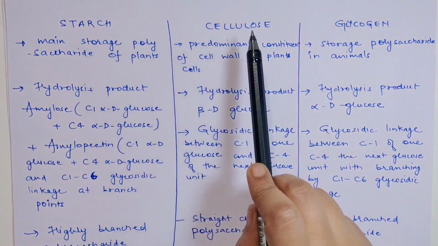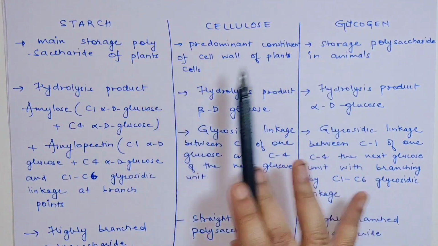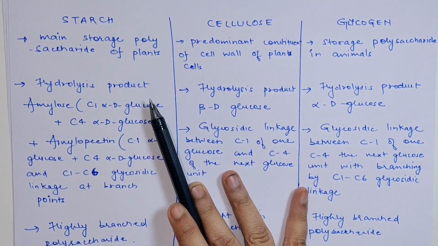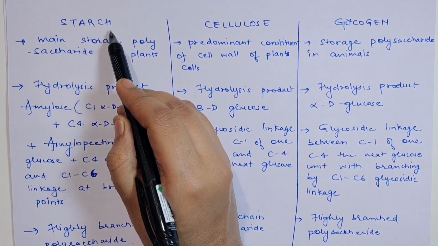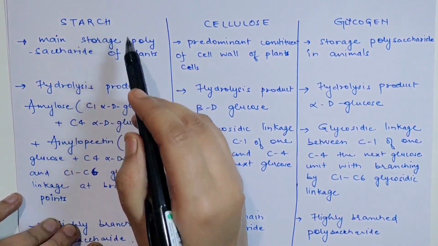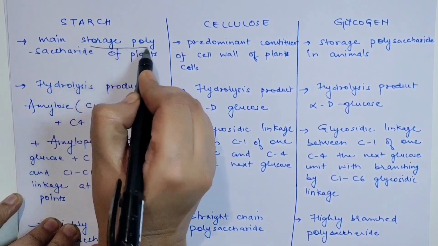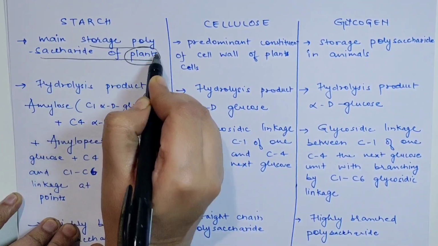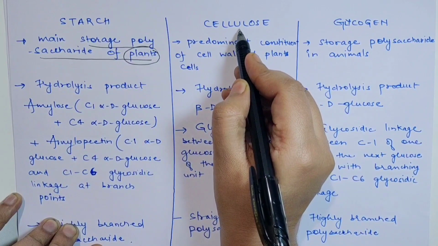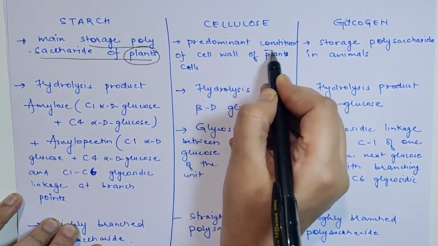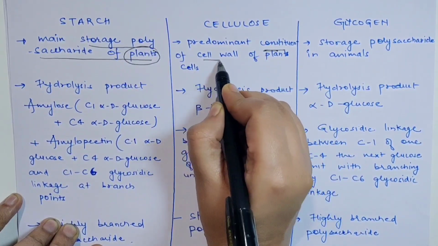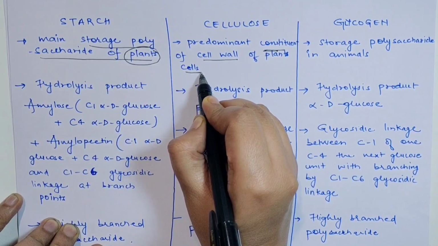Next, we have the three polysaccharides, and we will compare and contrast all of them. Starch, as we know, is found in rice and potato, the main sources of starch. So that means it is the main storage polysaccharide in plants. The importance of cellulose is that it's the main, predominant constituent of the cell wall in plant cells.